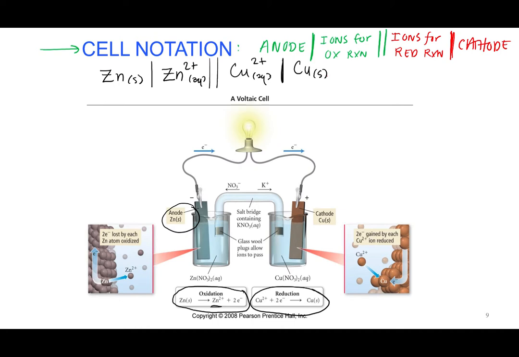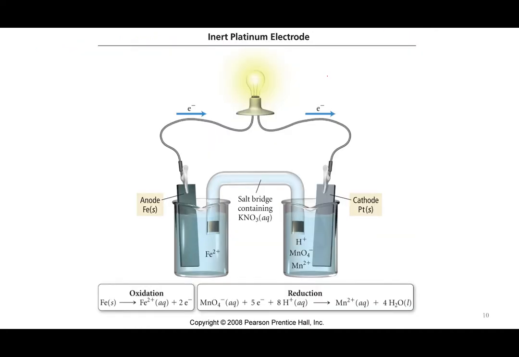So we got one more voltaic cell. This voltaic cell is going to utilize an inert platinum electrode, because if you look at this reduction reaction, we got iron being oxidized by permanganate. We might even have balanced this redox reaction the other day. Permanganate's reducing the iron, gaining 5 electrons, producing Mn plus 2.